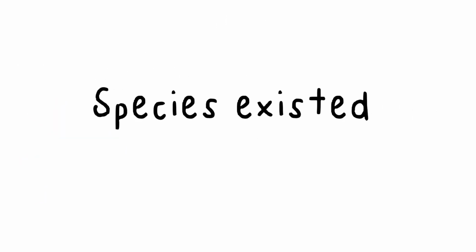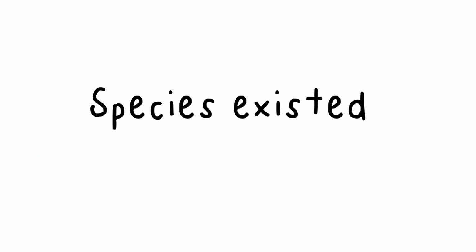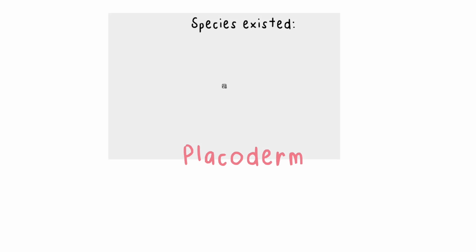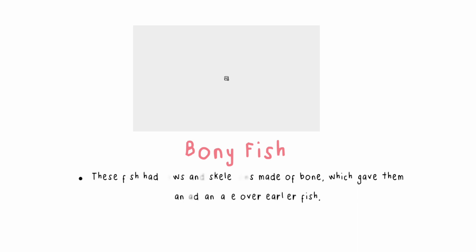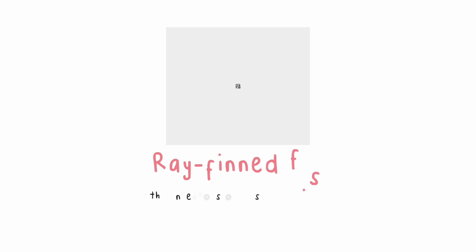Species that existed during the Devonian period. First, placoderms. These armored fish were the top predators of their time. Some species grew up to 33 feet, or 10 meters, long. Next, bony fish. The first bony fish appeared in the Devonian. These fish had jaws and skeletons made of bone, which gave them an advantage over earlier fish. Ray-finned fish, which are the ancestors of most modern fish, first appeared during this period.